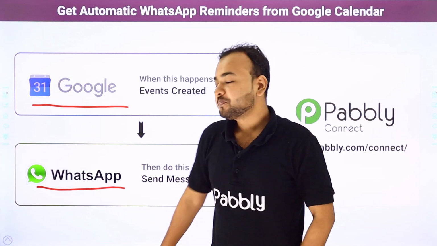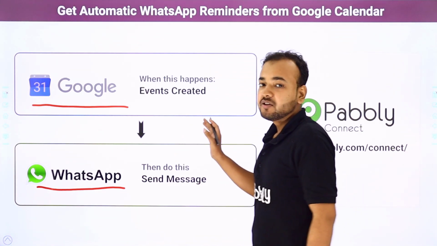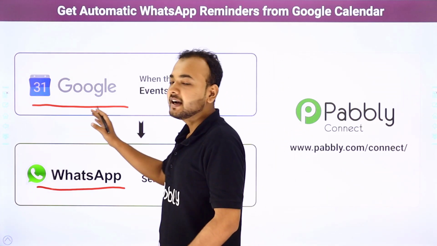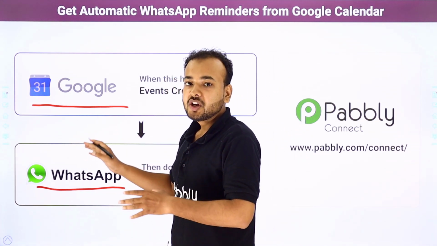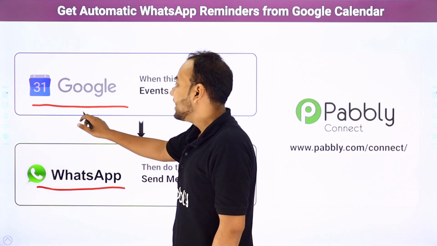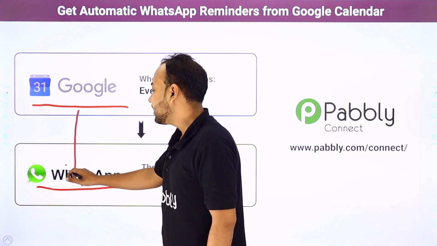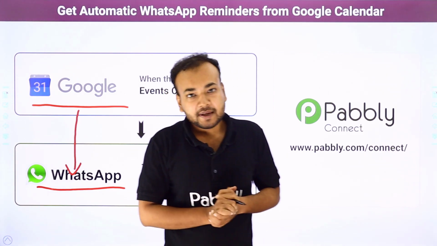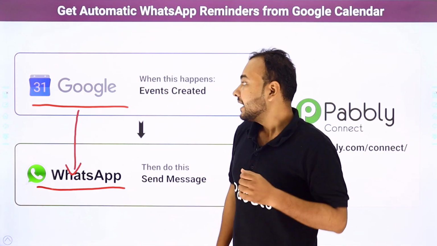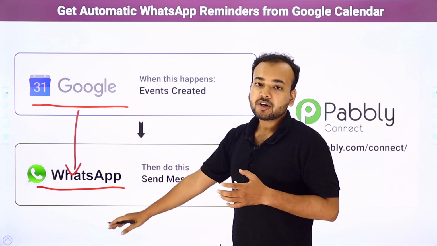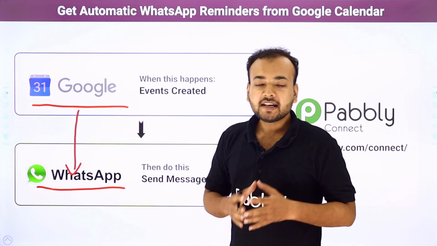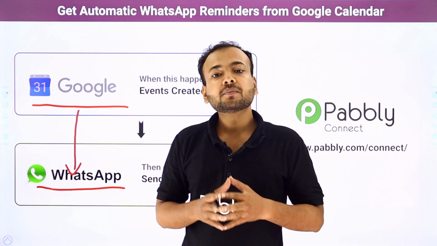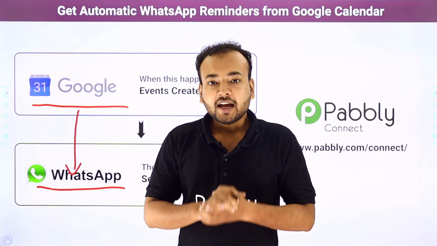What if I tell you that for all the events that you have created here in Google Calendar, the reminder messages get automatically delivered to you here on WhatsApp in a new message? Yes guys, this can be done by connecting Google Calendar with WhatsApp. But the issue is there is no direct connection or integration present between Google Calendar and WhatsApp.